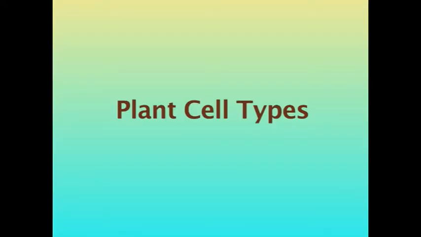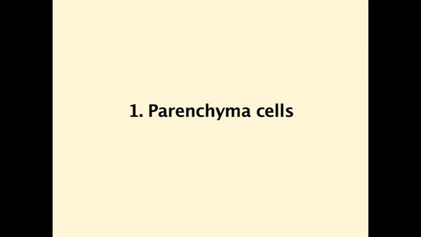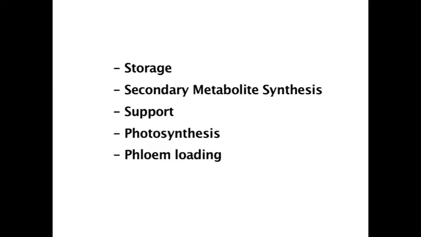Let us now see the plant cell types. Plants are mostly multicellular and the cells of a plant body are of different types depending upon their shape, structure and function. The main types of plant cells are: the first type is the parenchyma cells. These are living cells with thin permeable primary walls and they have diverse functions including storage, secondary metabolite synthesis, support, photosynthesis and phloem loading.